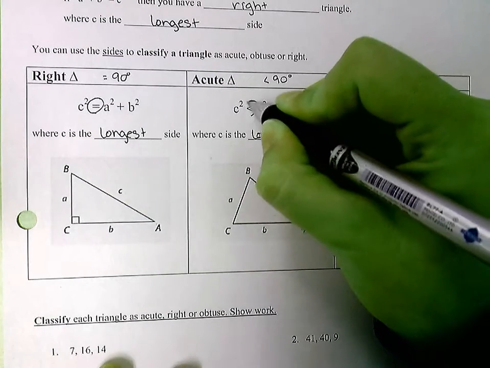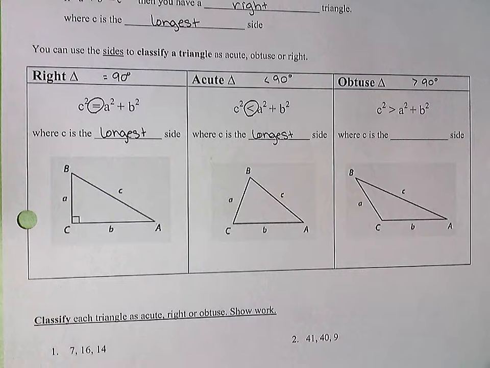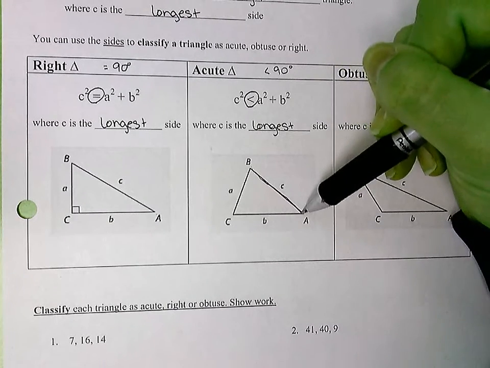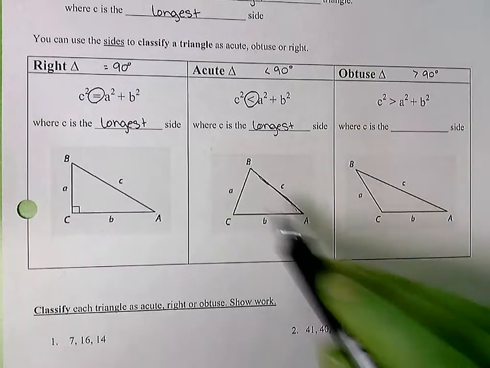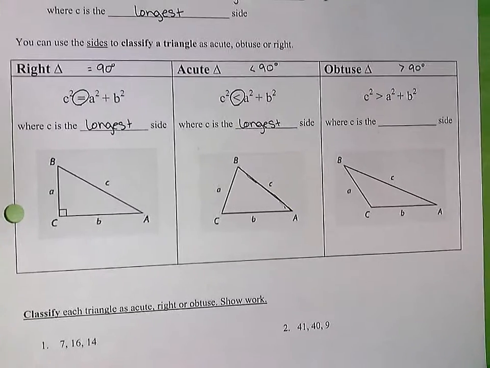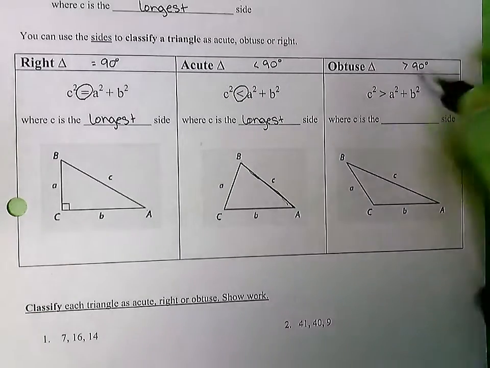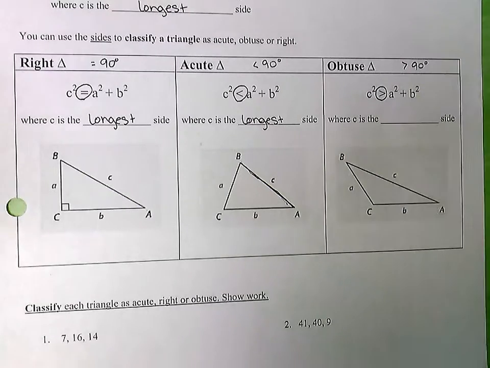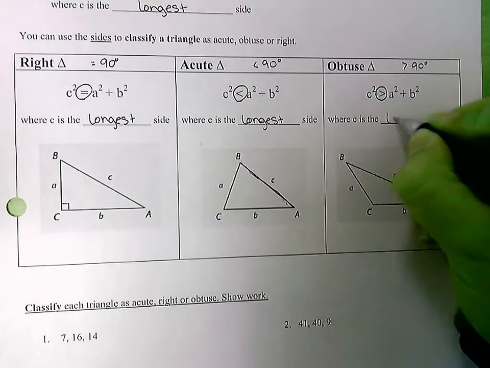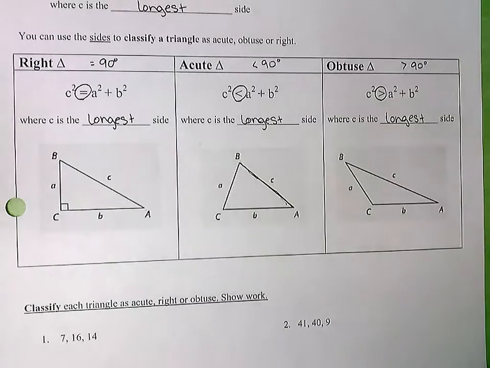So if you have that less than symbol, your longest side squared is less than the other two sides squared and added together, it would be an acute triangle. So c is still that longest side right here, and if you square that, square the other two, and add them together, if that is shorter than those, it's acute. For an obtuse triangle, if you have c squared greater than a squared plus b squared, where c, again, is the longest side, you have an obtuse triangle.